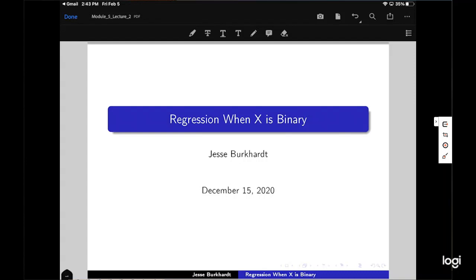This is Module 5, Lecture 2, Regression when x is binary.